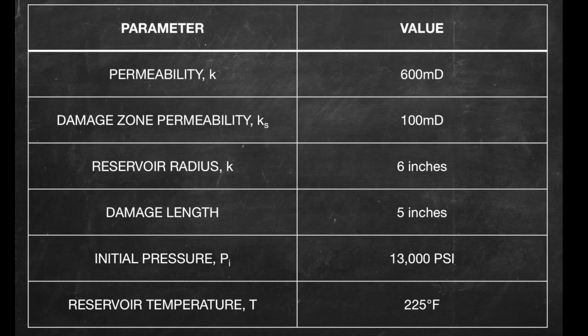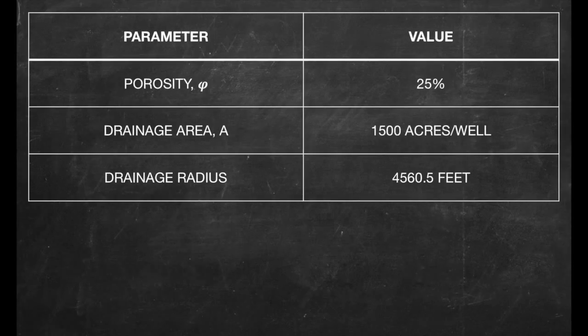Other reservoir parameters include the initial pressure at 13,000 psi and reservoir temperature at 225 degrees Fahrenheit. Porosity is 25%, and the wells drain an area of 1,500 acres per well. Each well has a calculated drainage radius of 4,560.5 feet.